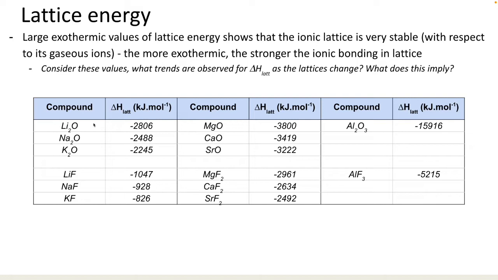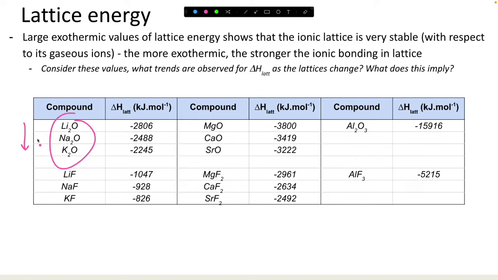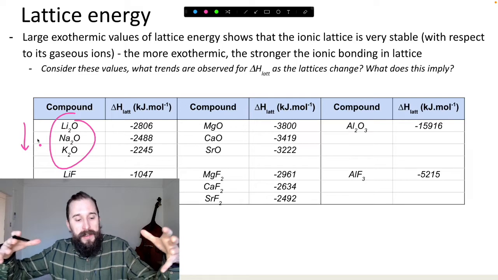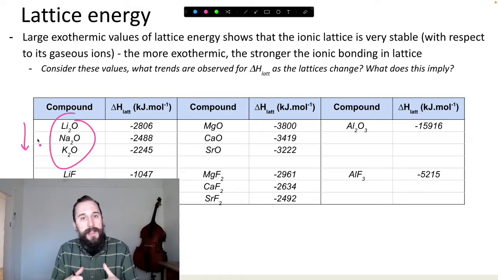Well, let's have a look first of all as we go down the group. So let's look at these oxides. So we've got oxides of all group 1 metals. So we have lithium, which is a 1+, sodium, which is a 1+, potassium, which is a 1+. So these are all the same charge, but as we're going down the group, what we're doing is we're increasing the ionic radius. So you think as you go down that group, you're adding an extra quantum level each time.